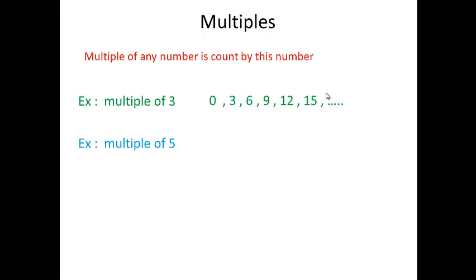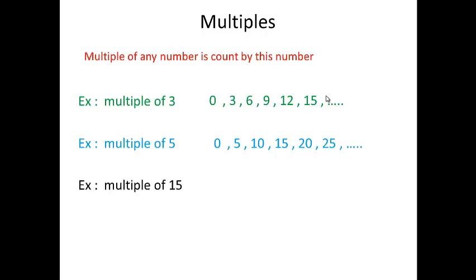Multiple of 5, count by 5. Every time add 5. 0, add 5, it will be 5. 5, add 5, it will be 10, and so on. 5, 10, 15, 20, 25, and so on.